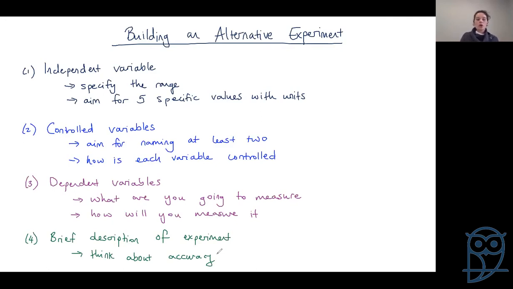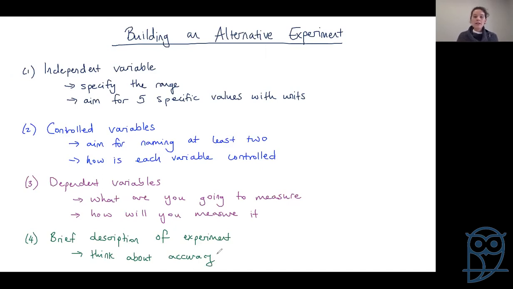Okay, so your controlled variables, they're all sorted, and your dependent variables, what you're measuring and how you're measuring it, you've covered it there. So when we're describing and we're thinking about accuracy, it's about what are we doing to each of our variations here? And are they all the same?